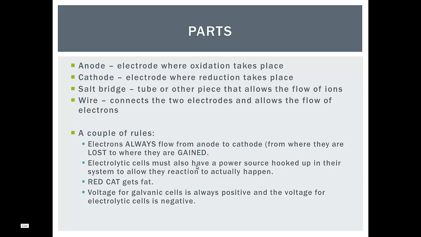A couple of rules about electrochemical cells. The electrons are always flowing from anode to cathode, from where they are lost to where they are gained, because the anode is where oxidation occurs. Electrolytic cells must also have a power source hooked up in their system to allow that reaction to actually happen. Red cat gets fat, meaning the reduction is occurring at the cathode, which means you're always going to be gaining metal on the cathode, so it will always be getting larger. And voltage for galvanic cells is always positive, and voltage for electrolytic cells is always negative.